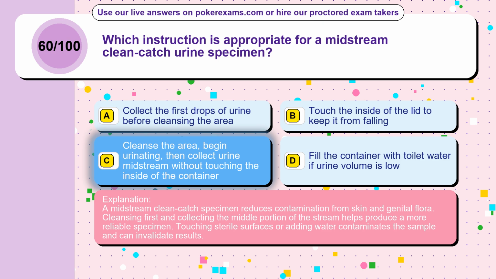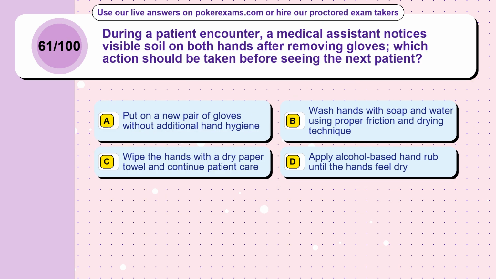Touching sterile surfaces or adding water contaminates the sample and can invalidate results. Question 61. During a patient encounter, a medical assistant notices visible soil on both hands after removing gloves. Which action should be taken before seeing the next patient?